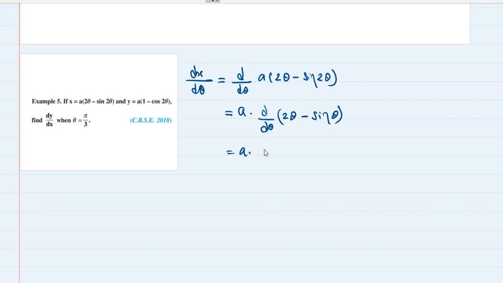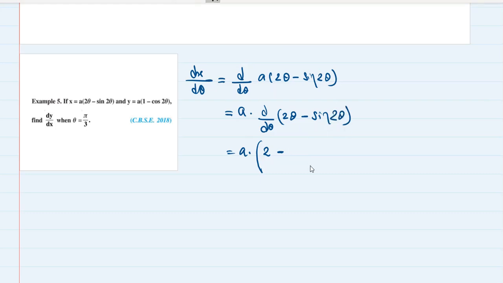Okay, d by d theta of 2 theta is 2. So let me just put a bracket over here: 2 minus d by d theta of sine theta is sine 2 theta. I always forget we have sine 2 theta.